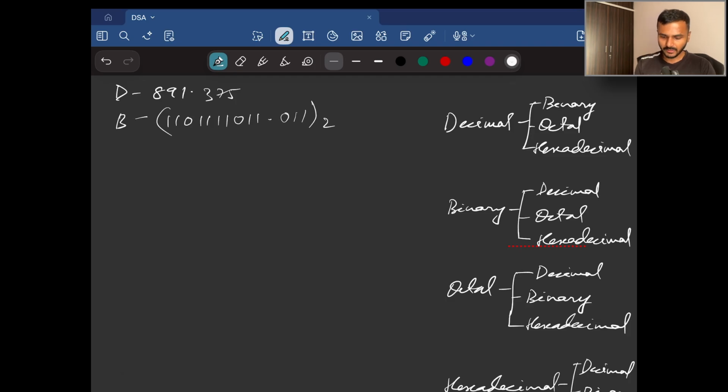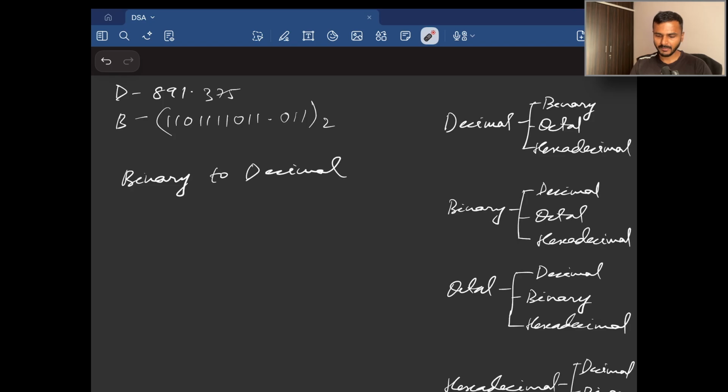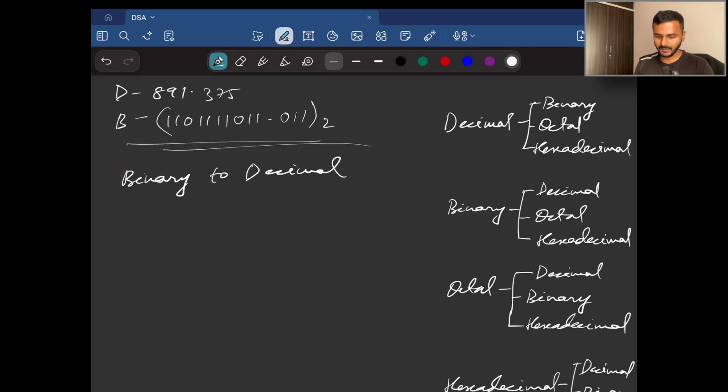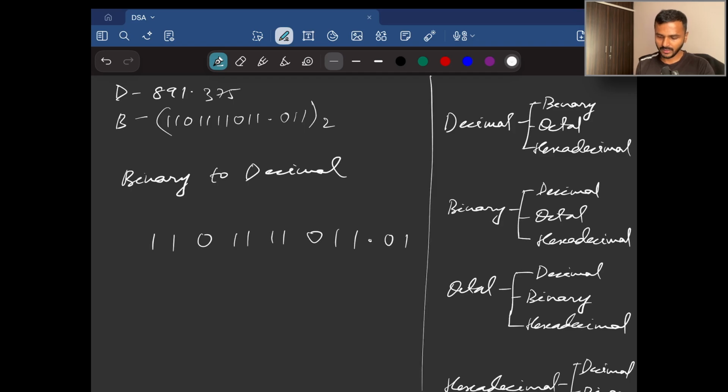Next, let's convert from binary to decimal. This will help us serve two purposes. First, we will be able to validate whether the binary equivalent that we got for 891.375 is correct or not. And second, of course, we will get to know how to convert binary to decimal. So let's take the same number. I'll write this down over here quickly. So 110, 1111, 011 dot 011.